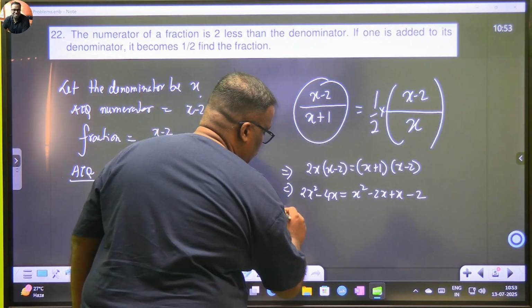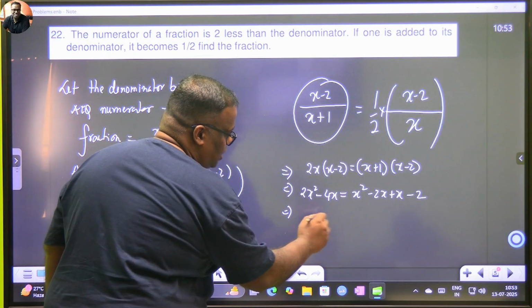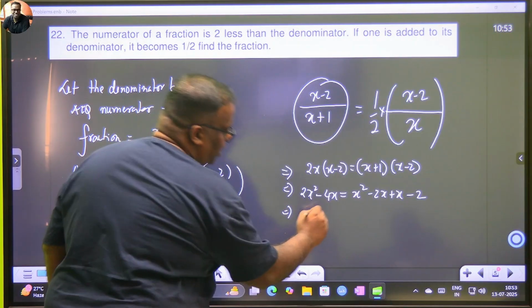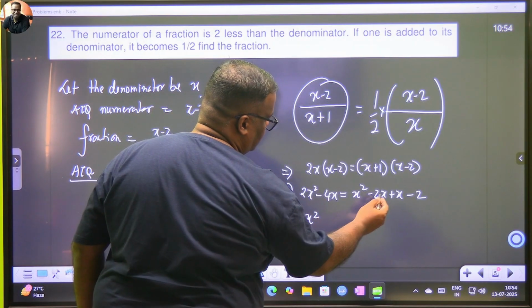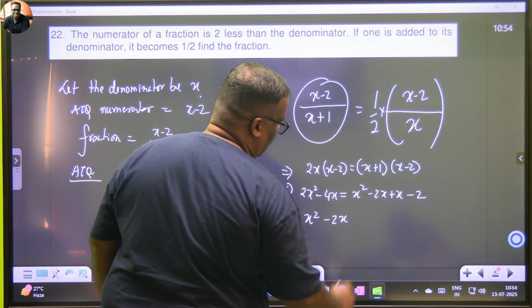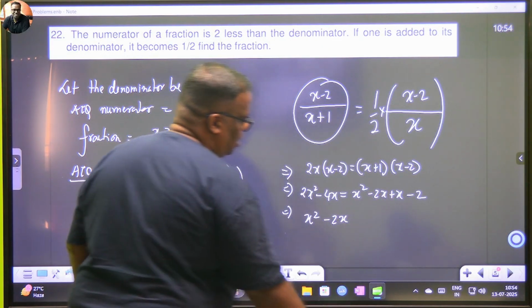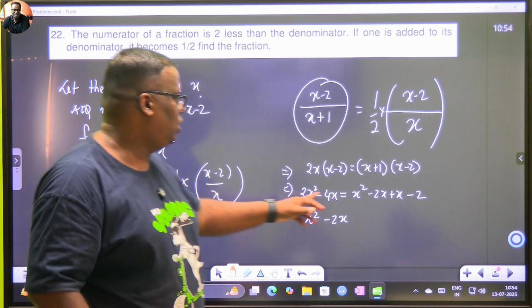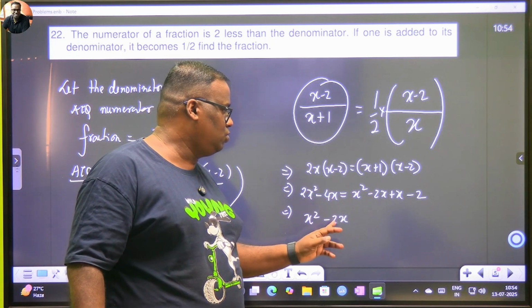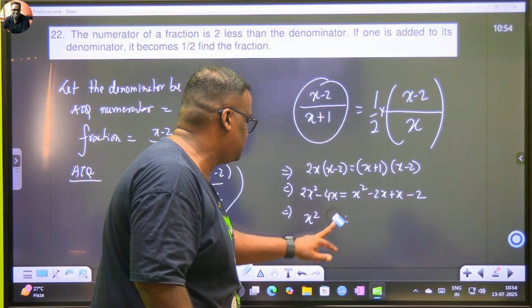You don't know how to solve a quadratic. So 2x square minus x square is how much? x square. And minus 4x, and bring this as plus. So this becomes minus 2x. And then we have what? Minus 4x plus 2x. One minute. Minus 4x plus 2x becomes minus 2x, minus x. So another x will go away. This will just become minus x.